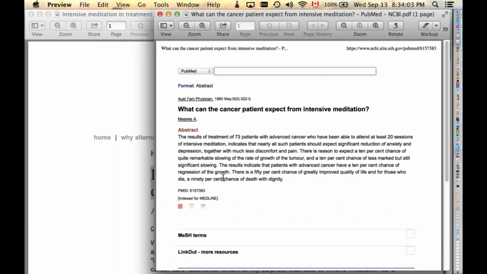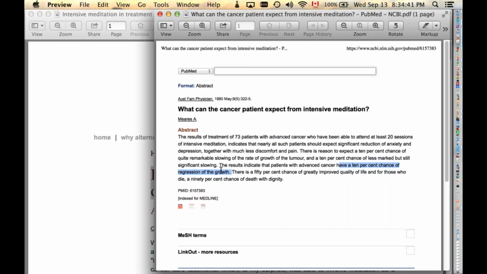Let's see if we can find it. I think it's this one. Yeah, here it says a 10% chance. No, that's not what it is. 20 sessions. Yeah. Read it. Keep going, a bit further. The results indicate that patients with advanced cancer have a 10% chance of regression of growth. There you go. At 50%, they will be better, their quality of life improved, but 10% regression. Complete regression here, we're talking.